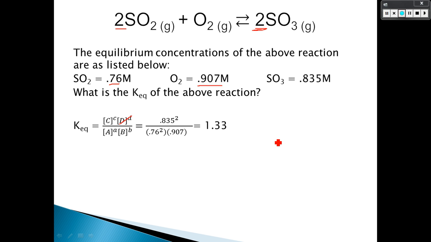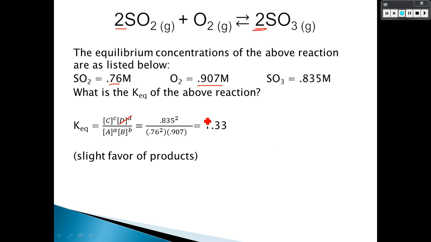And so is this reaction going to shift towards the reactants or towards the products? I'm sorry, that's not the question. Sorry, that's dealing with Q. The question is, does this reaction favor the reactants or the products? So this is a slight favor of the products.